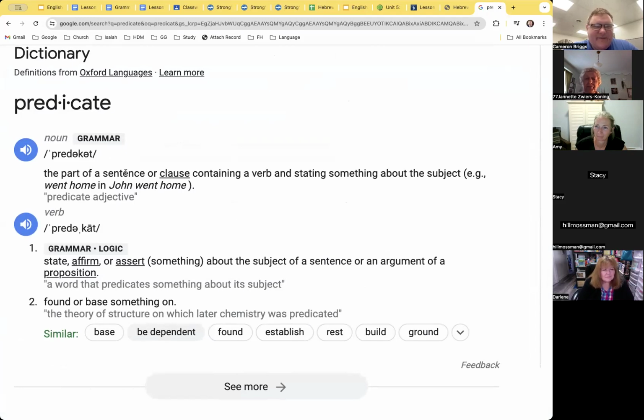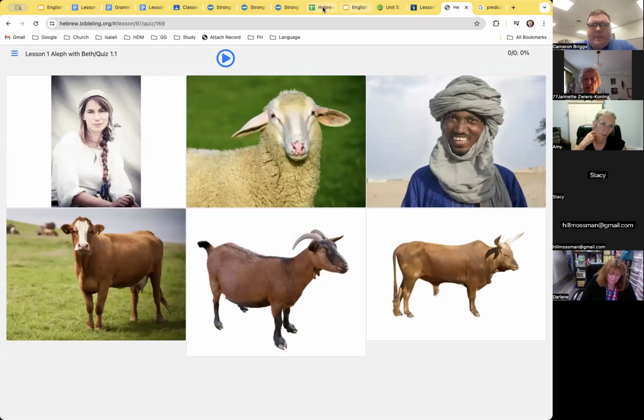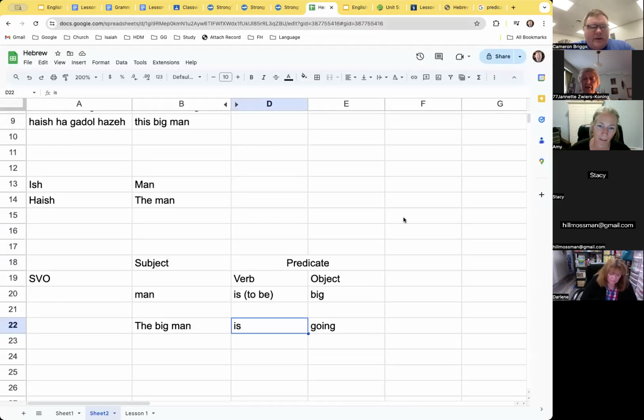Yeah, so the predicate is the part of a sentence containing a verb and stating something about the subject. So it's just subject is first and predicate is afterwards. And it always contains a verb and something else. Tells you what the subject is doing or being or something like that.